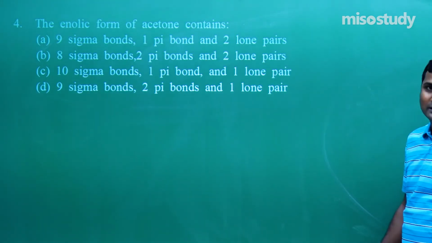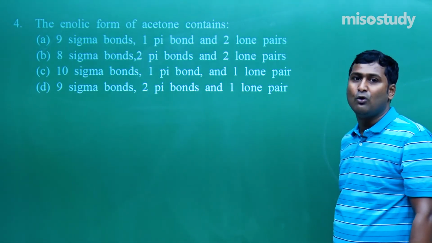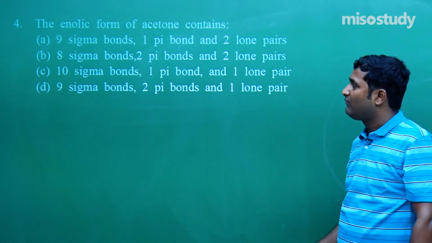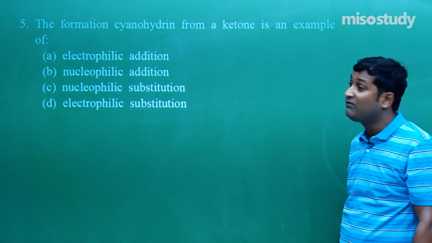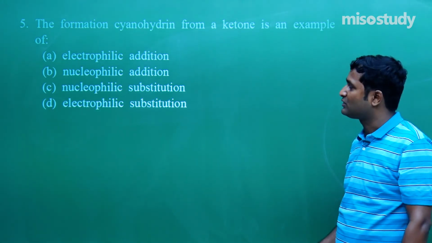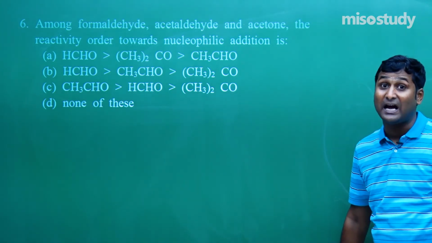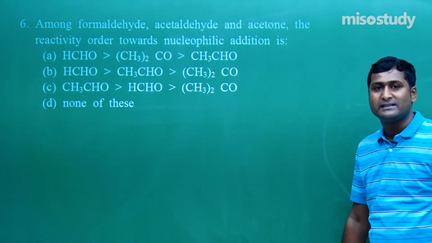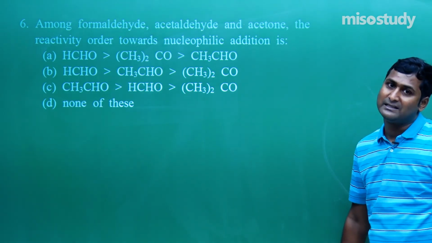For question number 4, that is enolic form, 9 sigma, 1 pi and 2 lone pairs of electrons. Therefore question number 4, A is the correct option. For question number 5, the formation of cyanohydrin from a ketone is an example of nucleophilic addition. So for question number 5, B is the correct option. Now for question number 6, as I told you, it is the 2-factor steric effect plus I effect. In this case, the order is HCHO, CH3CHO, (CH3)2CO. So for question number 6, B is the correct option.